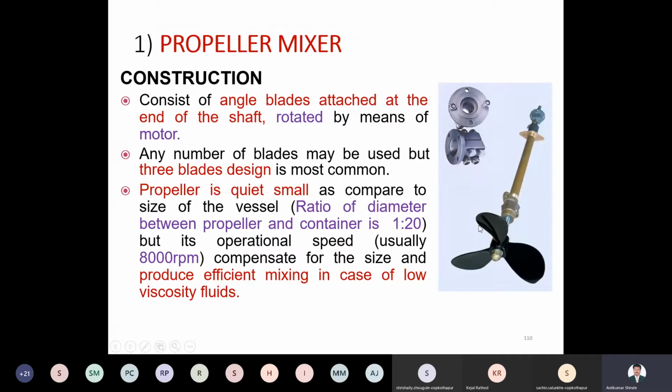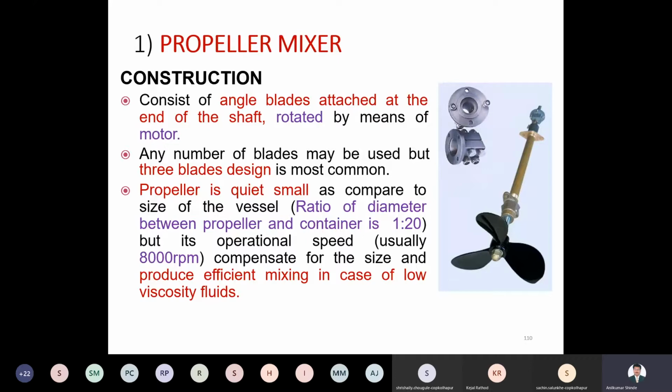The propeller is quite small in size as compared with the size of the vessel. This proportion between the diameter of the vessel and the propeller size must always be maintained. The size of the propeller should be 1:20. The propeller should be fixed at the center of the vessel, right?